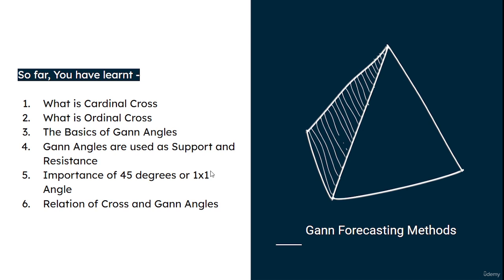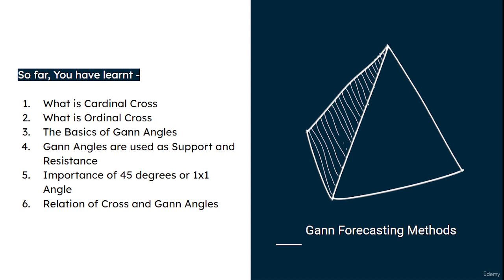So far you have learned what the cardinal cross is, what the ordinal cross is, the basics of Gann angles, and how Gann angles can be used as support and resistance, because the cardinal cross and ordinal cross can also be used as support and resistance. You have also learned the importance of 45 degrees or the 1 by 1 angle, and the relation between the crosses and Gann angles. So we can call the ordinal cross and cardinal cross the 1 into 1 angle.